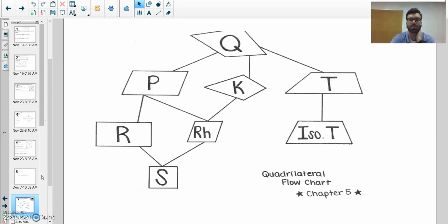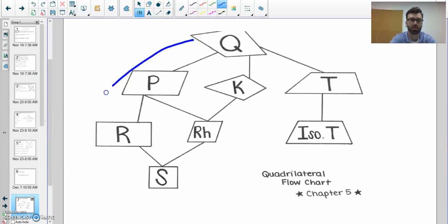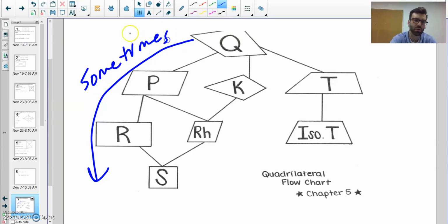First of all, as I move down the flow chart, that's when I'm looking at the sometimes. So sometimes these shapes are considered the ones below. Like sometimes a quadrilateral is a parallelogram. Sometimes a parallelogram is just a rectangle. Sometimes a rectangle is a square. But if I go up, okay, that's always.